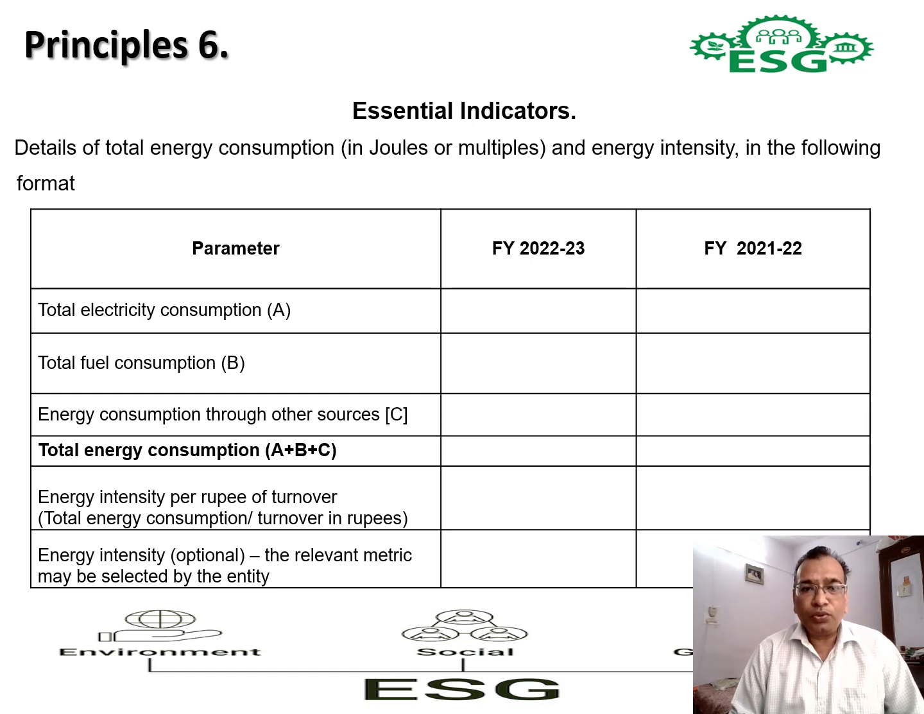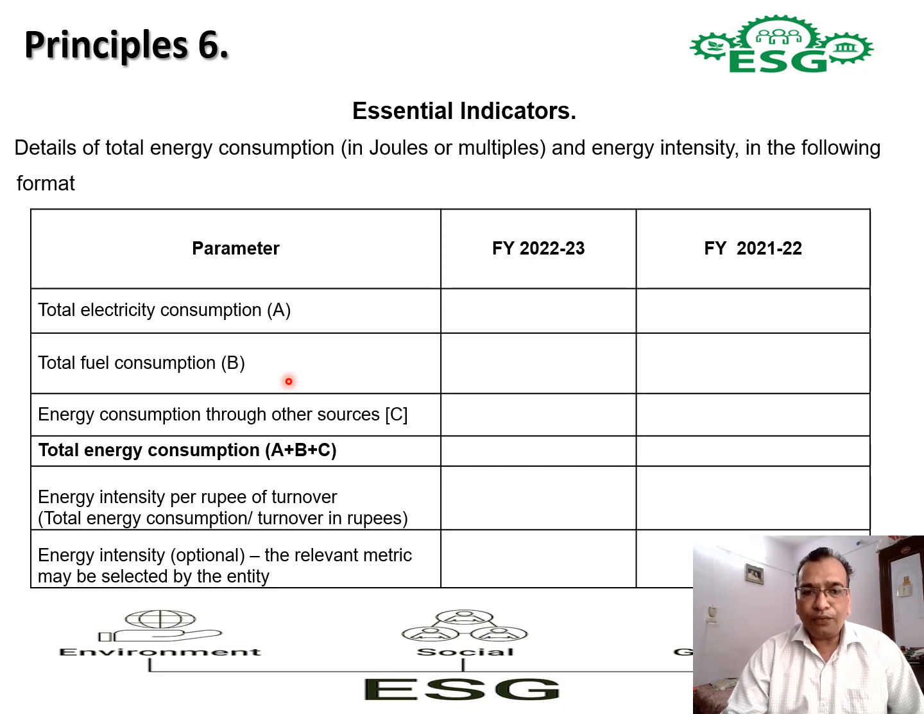So under this you have to disclose the details of total energy consumption in joules or multiples, that is gigajoules, and you have to calculate the energy intensity in the following format. The format says the total electricity consumption is denoted as A. Here you have to report in gigajoules for both years, that is the current and previous financial year. But it should be remembered that you have to report not in kilowatt hours, but in gigajoules. Then second is the total fuel consumption denoted as B.